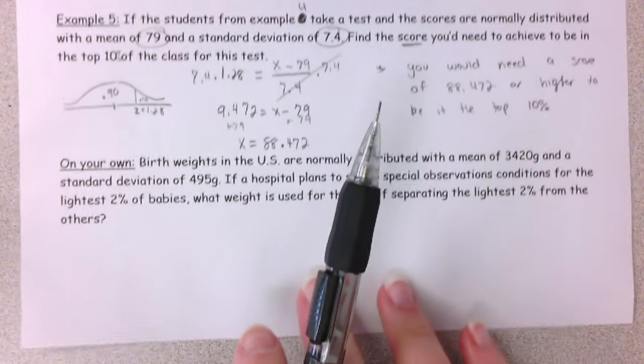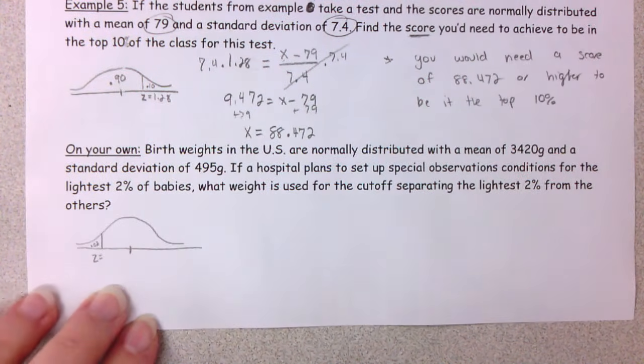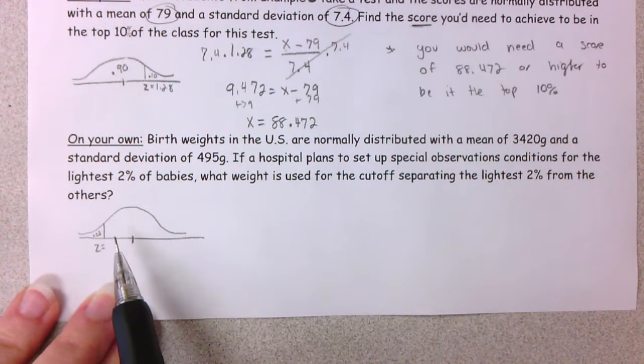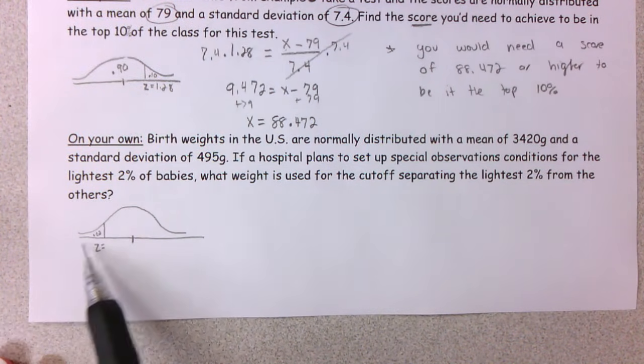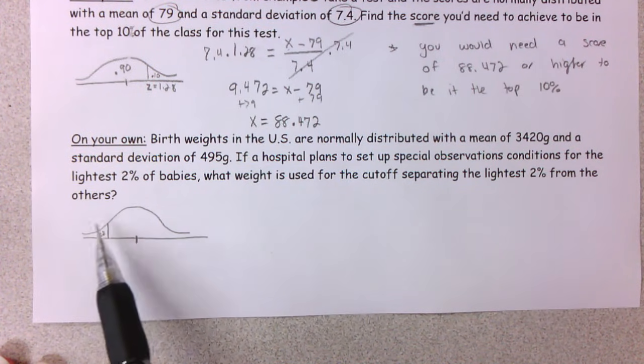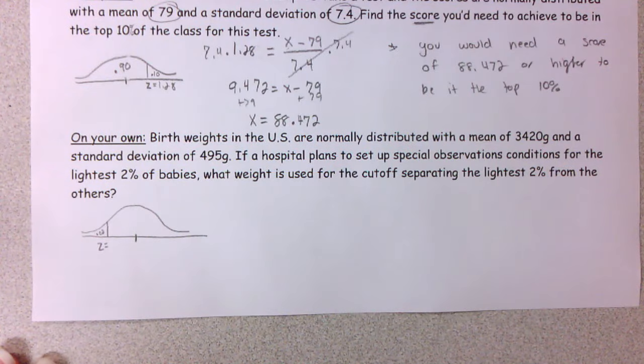So I'd like you to try this next one on your own, and then we will go over it together. So this is the picture that you guys should have. If I want the lightest 2%, that's going to be all the way to the left. So this will be the lightest 2%. So if you didn't have that, fix that, find the z-score that goes with 0.02 in the table, and then continue solving.